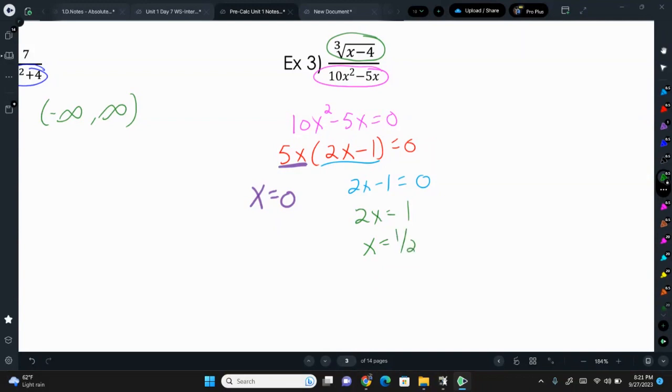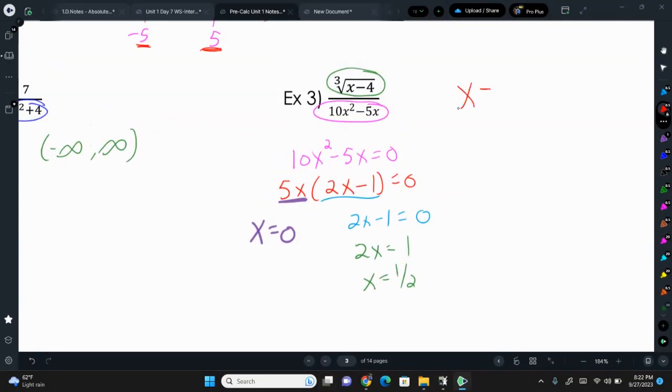All right, so we have two values that the domain can't equal. It can't equal 0, and it can't equal positive 1/2. So we can say x can't equal 0, and x can't equal positive 1/2.